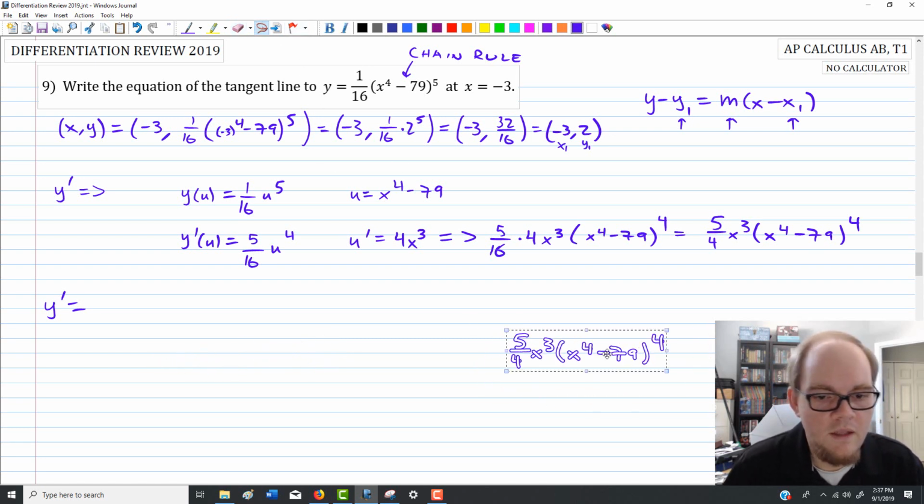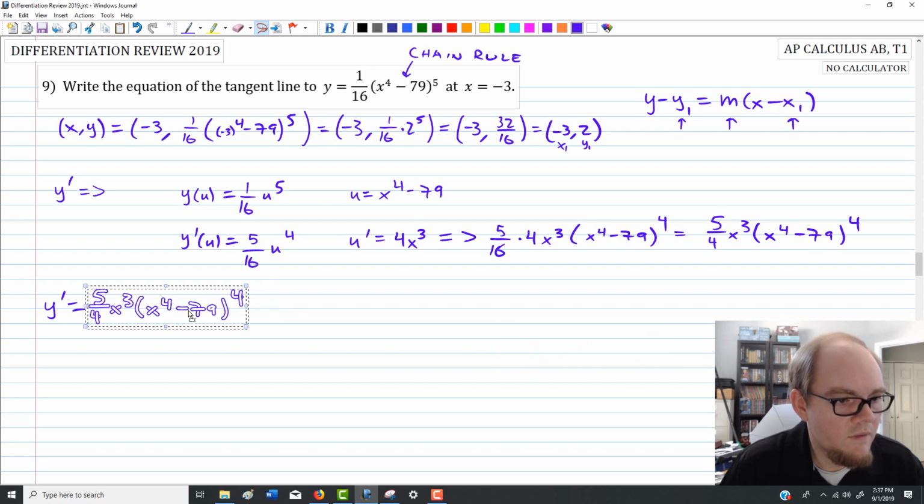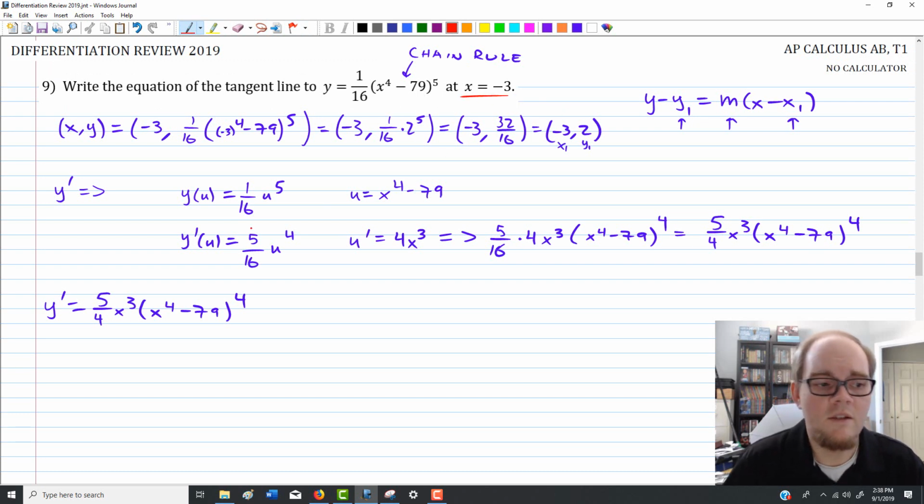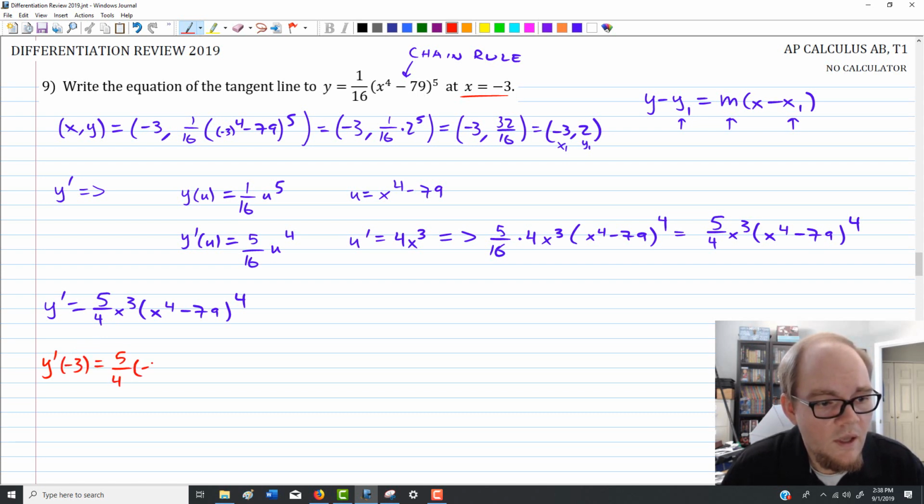Okay, so given that this is our derivative, remember we can't just shove that in the tangent line because we're looking for the derivative specifically at the ordered pair we were interested in. In our case, that means we need to find the slope specifically at x equals -3. So y prime of -3 is going to be 5/4 times -3 to the 3rd. This will be -3 to the 4th once again, minus 79, but this time all to the 4th power.